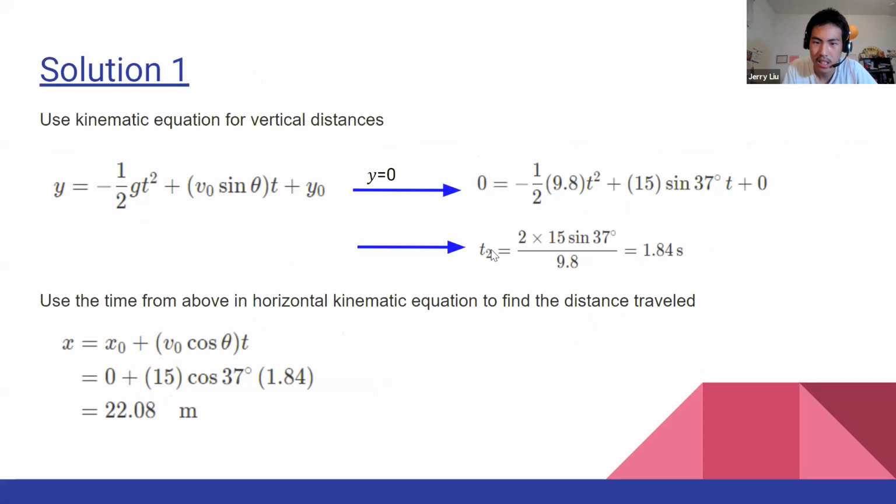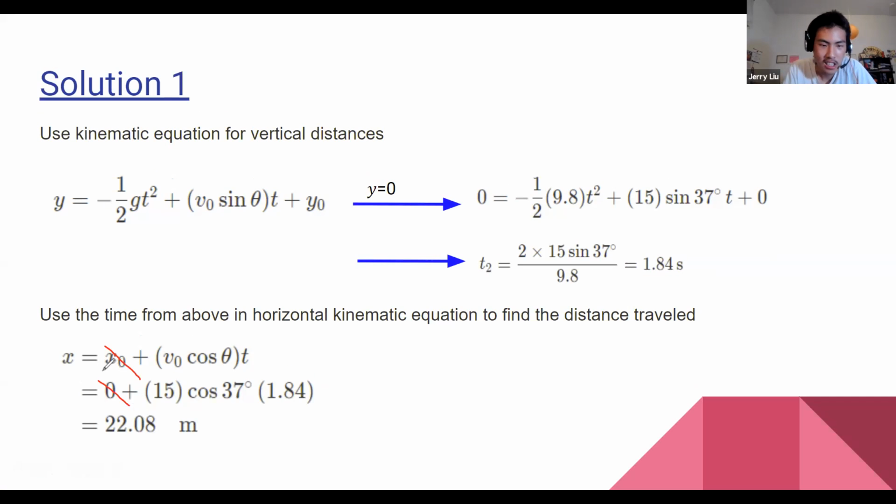Again, t would be equal to 2 times 15 times sine of 37 over 9.8. This is approximately 1.84 seconds. So we can say that x is equal to, we can disregard the x zero in this context. X zero is almost always going to be zero. It's only when the problem specifically talks about something moving first and then launching that this would not be zero. But here we can disregard this.